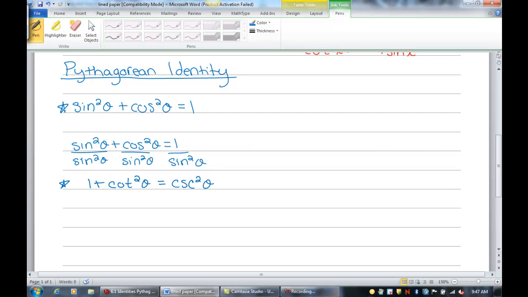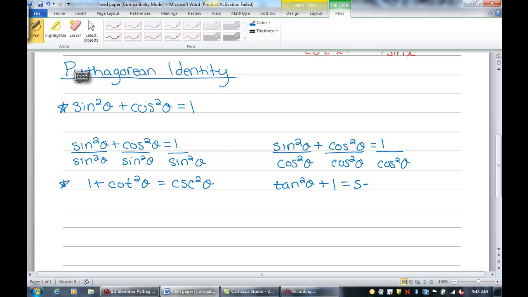Similarly, if we take sine squared theta plus cosine squared theta and divide everything by cosine squared theta, we get another, similar Pythagorean identity. We know sine over cosine is tangent, so tangent squared theta plus 1 equals secant squared theta. So all three of these are Pythagorean identities. They're just in different forms. Okay, so those are your three Pythagorean identities.